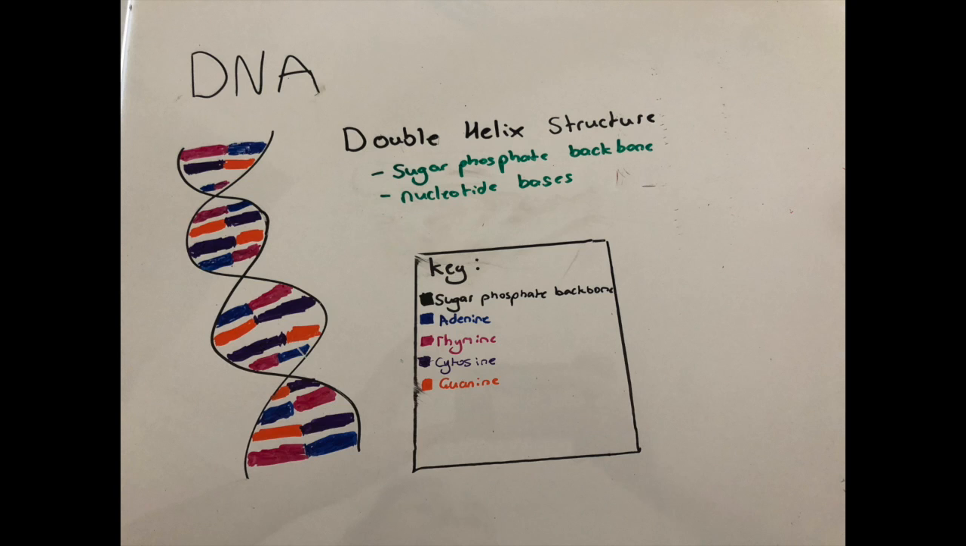DNA, deoxyribonucleic acid, is made up of a double helix structure, which includes a sugar-phosphate backbone and nucleotide bases: adenine, thymine, cytosine, and guanine. These bases are complementary to each other, with adenine always pairing with thymine and guanine always pairing with cytosine. These bases are bonded together by hydrogen bonds.